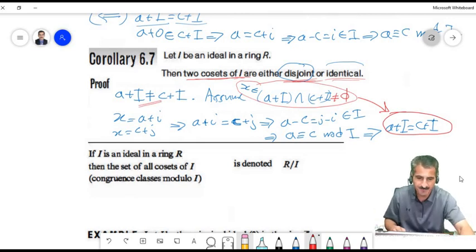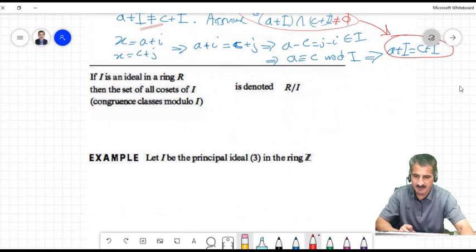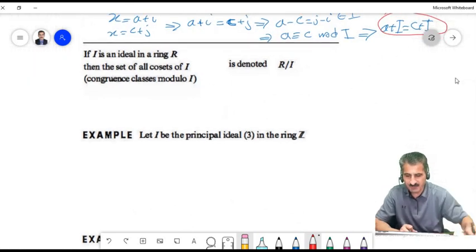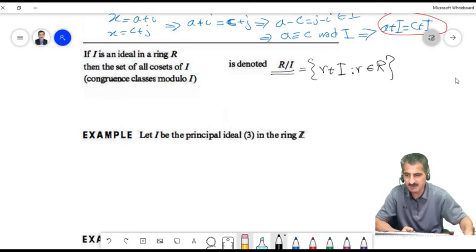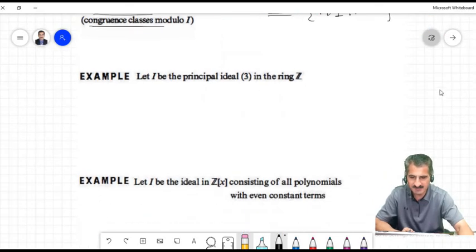Okay. Now, in here, it's just what I wrote above there, R over I, again, the set of all cosets of I inside the ring R. So, I as an ideal, the set of all cosets, congruence classes. Okay. And here is an example.